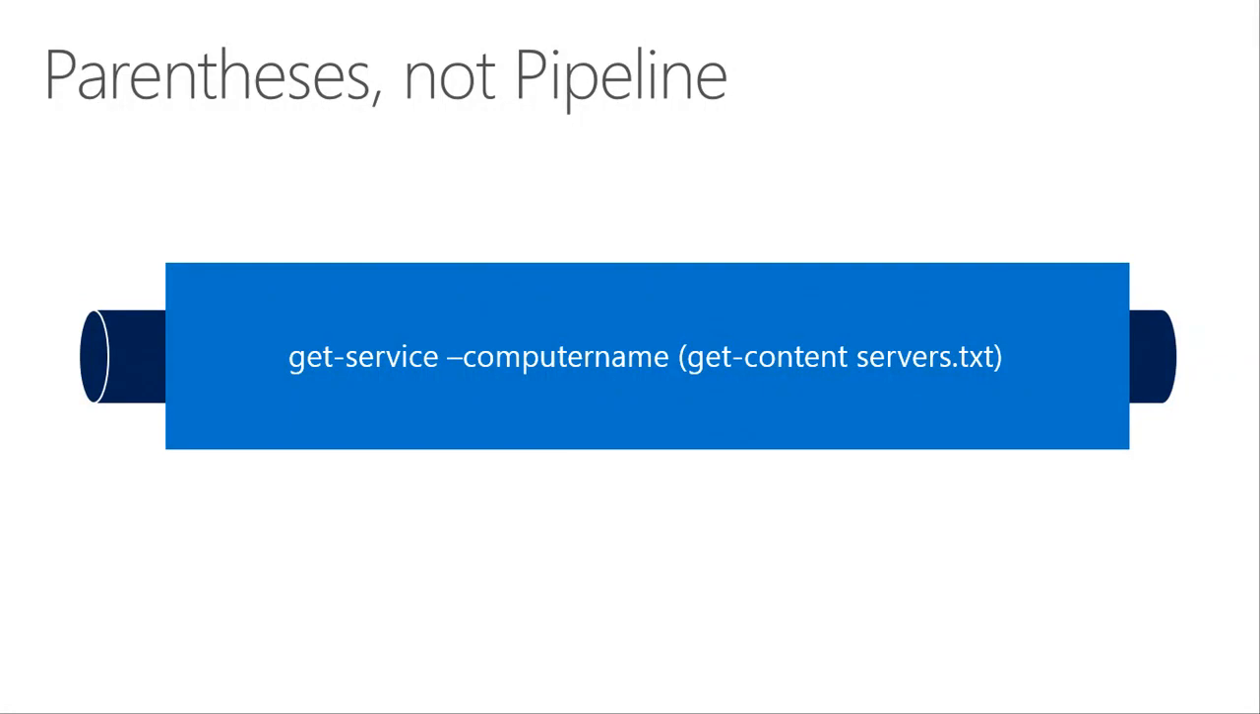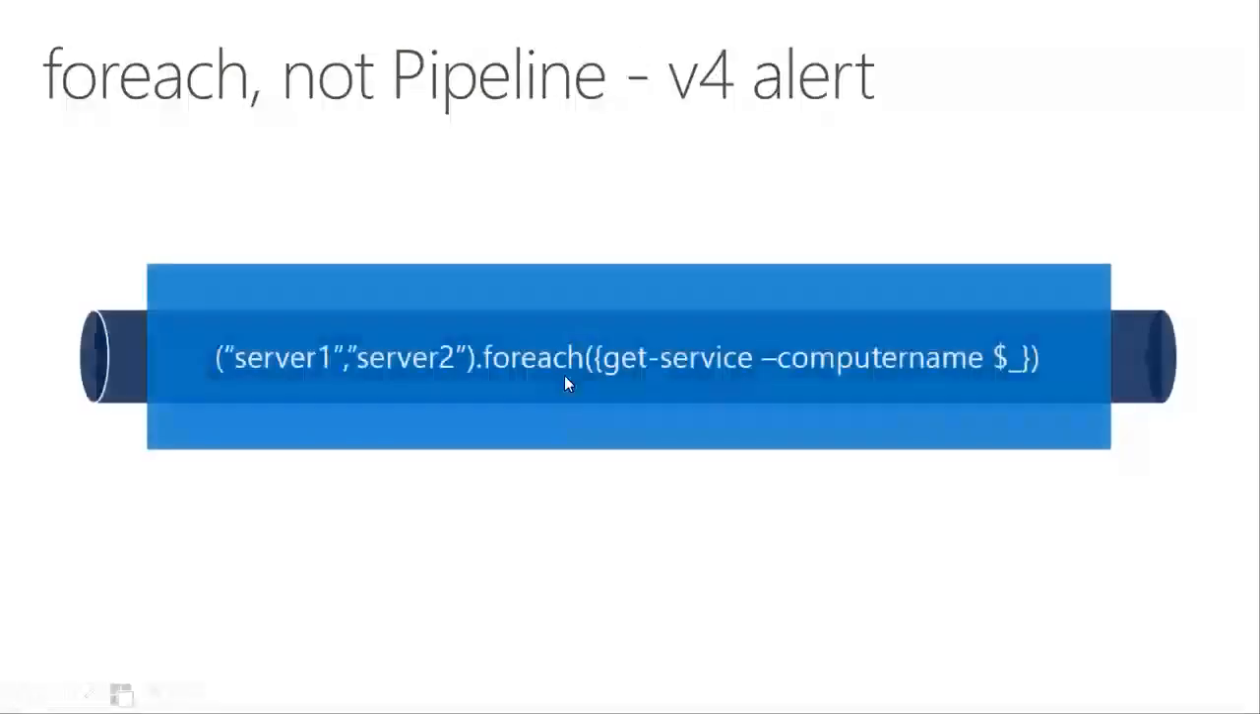Okay, a couple other things: parentheses, not pipelines. When we see items like this, that's going to get executed first when we're running things. So in this case, it's going to actually be this. PowerShell will parse the line, it'll see that there's parentheses, so it'll run get content service.txt, and then the command will run as get service, computer name, server 1, server 2.